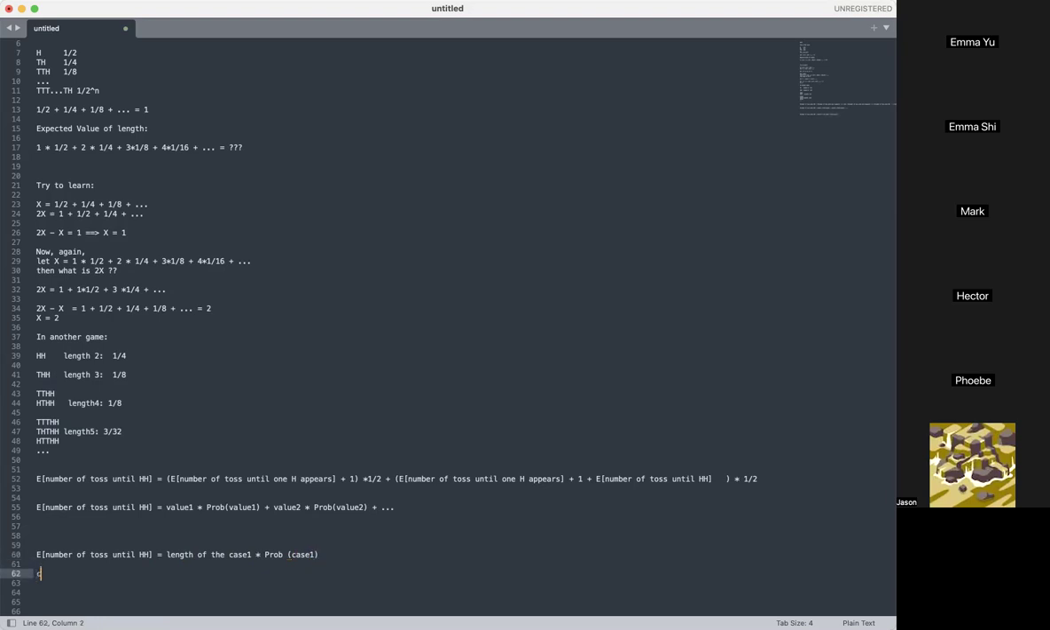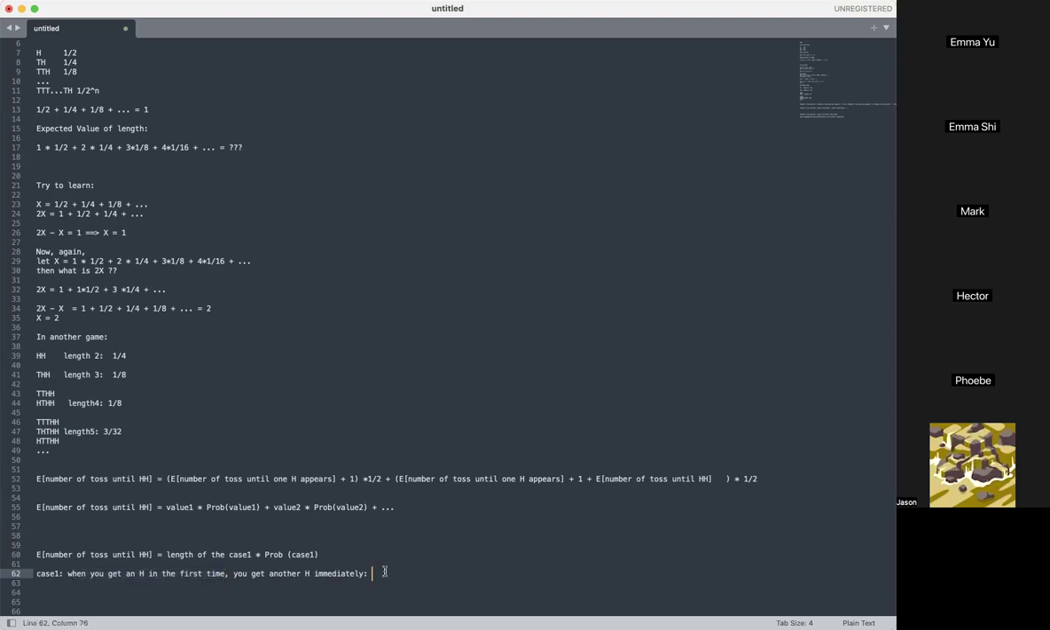And what is case one? Case one is when you get an H the first time, you get another H immediately, right? And what is the probability that when you get an H the first time, you then get an H immediately? It's 1/2, right? Because we assume you already get an H. What's the probability that you'll get an H immediately?